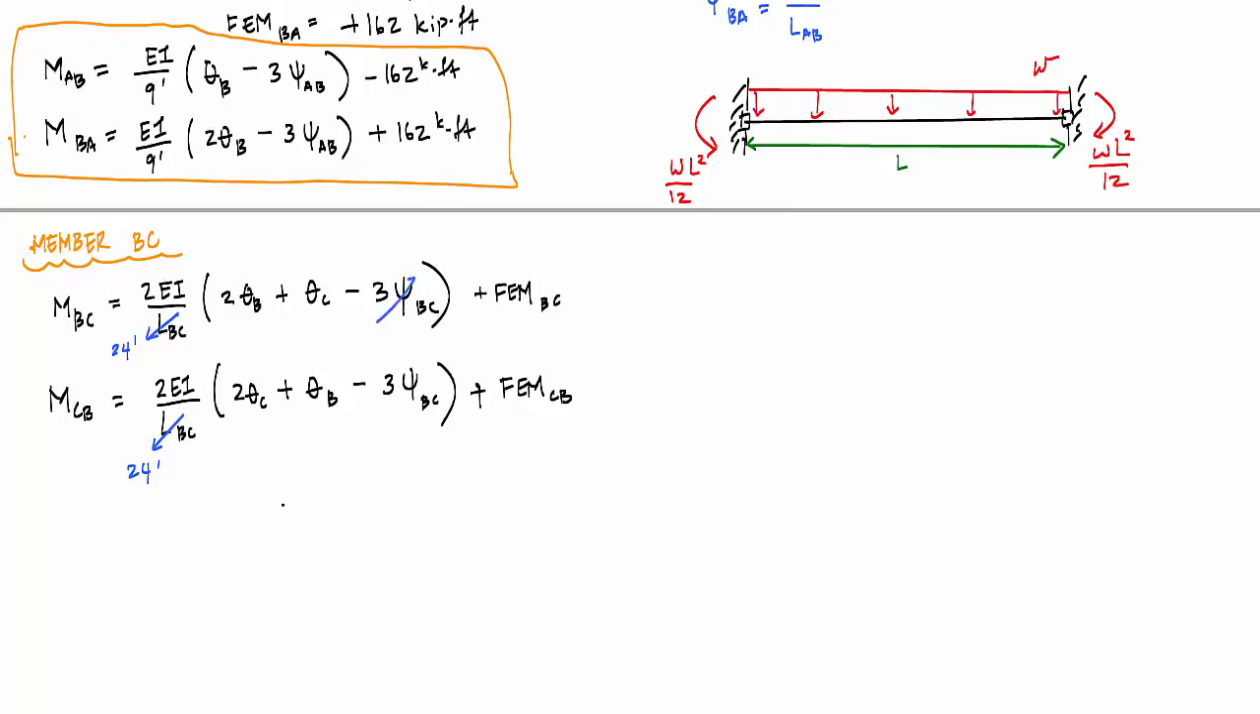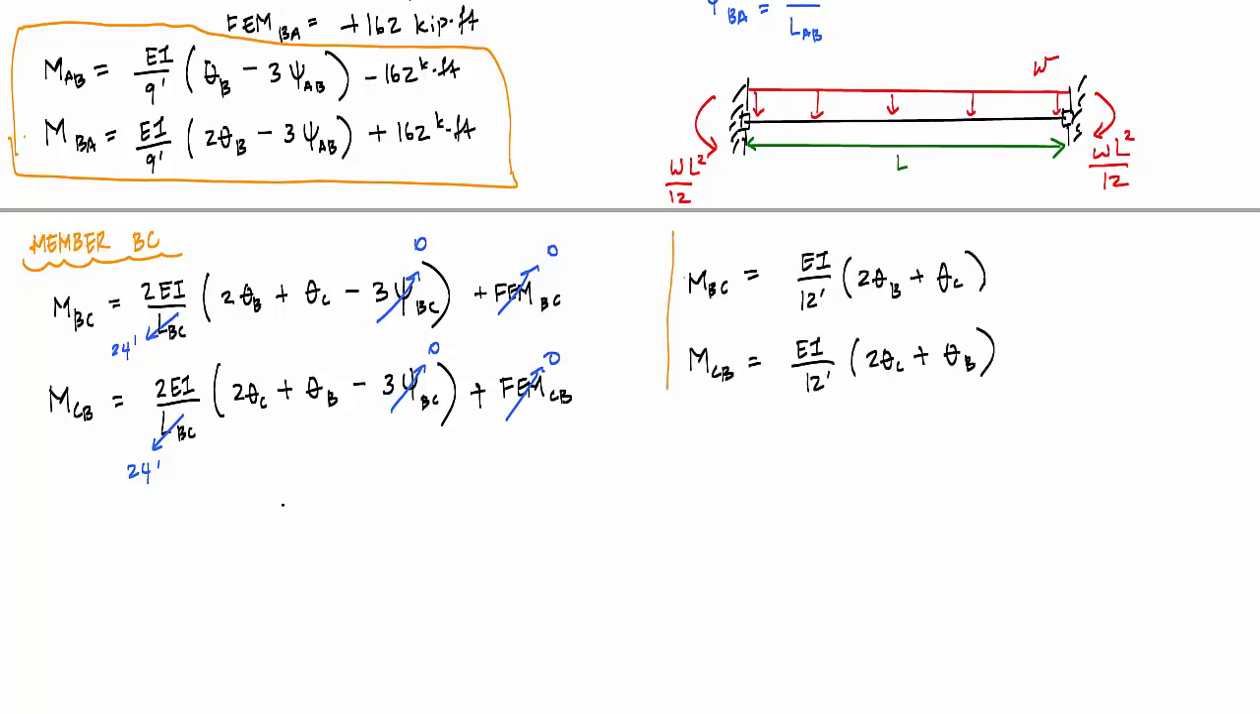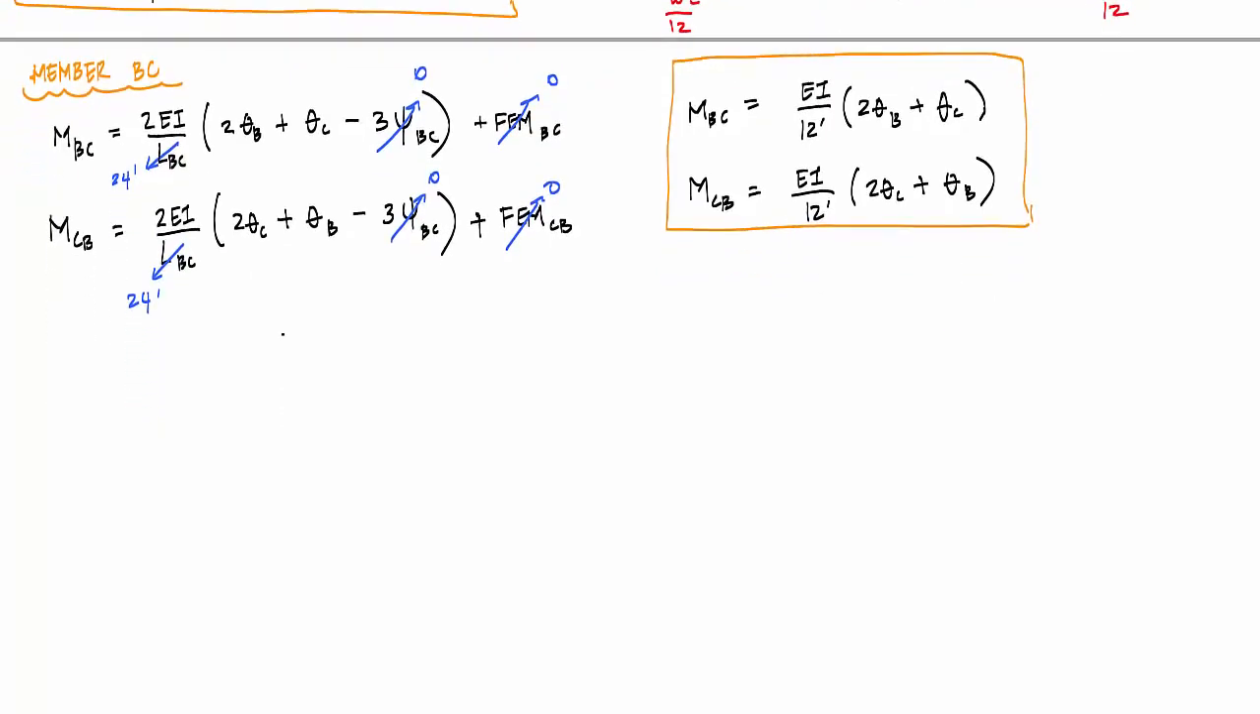And then the chord rotation in this case is 0. And I have no loading on this member, so fixed end moments are also 0. And what I will be left with are the following two equations if I do some reduction here. And these are my slope deflection equations for member BC.